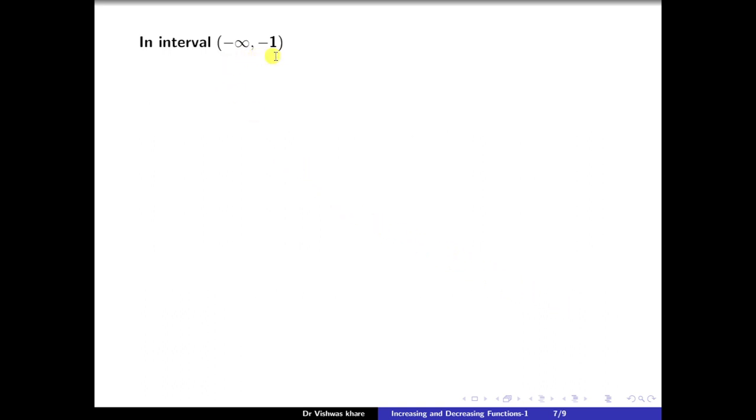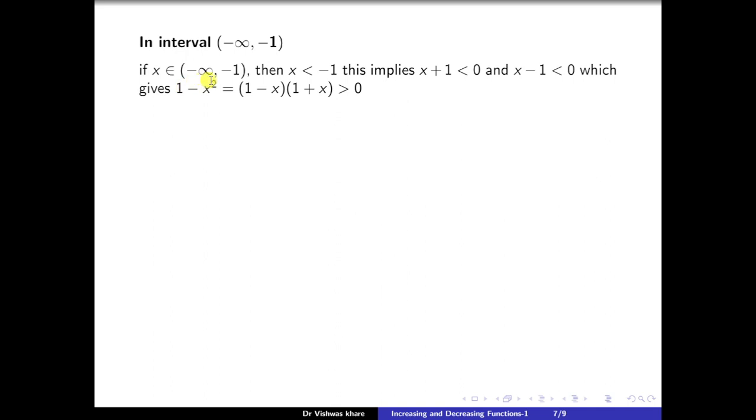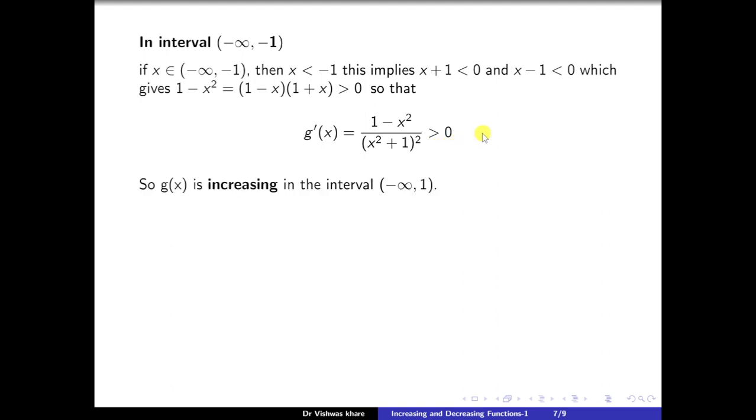Now in the interval minus infinity to minus 1, if x belongs to minus infinity to minus 1, then x is less than minus 1. This implies x plus 1 is less than 0 and x minus 1 is also less than 0, which gives 1 minus x square, that is (1 minus x) into (1 plus x), is greater than 0. So g dash x, which is (1 minus x square) upon (x square plus 1) whole square, is greater than 0. So g(x) is increasing in the interval minus infinity to minus 1.